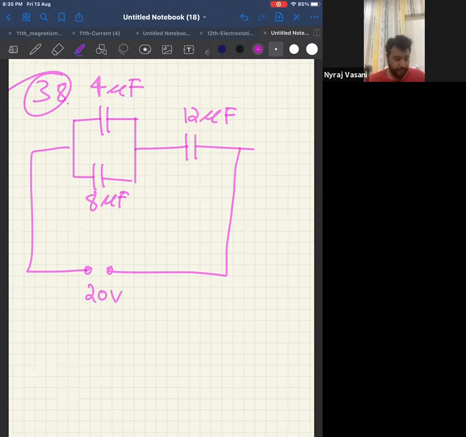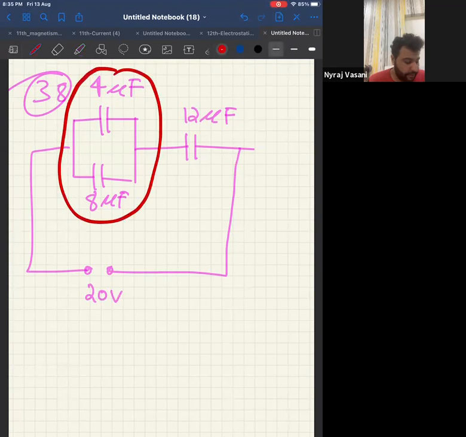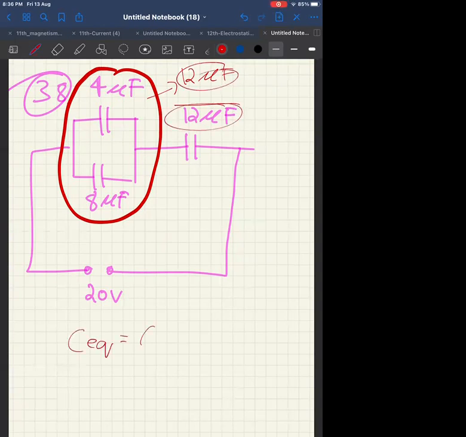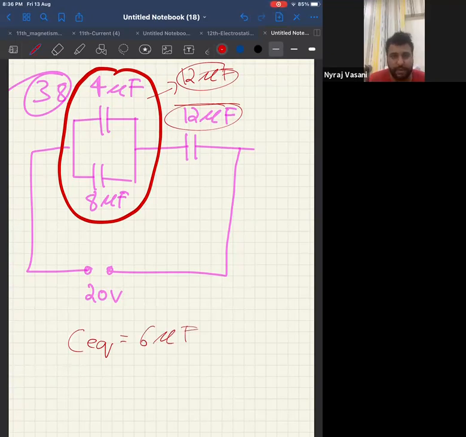Now, please look at the screen. If I simplify this, this will become 12 microfarad. Everyone, can I say this will become 12 microfarad? Everyone clear with this? And can I say the total equivalent capacitance between 12 microfarad and 12 microfarad, therefore, will be 6 microfarad? Everyone got this much? The total capacitance, which is equivalent capacitance, will be 6 microfarad.